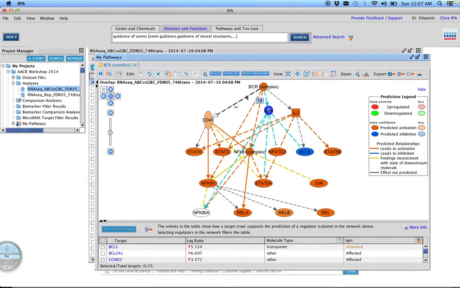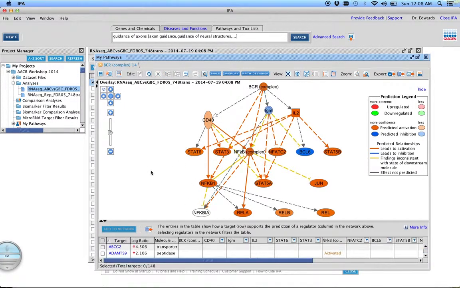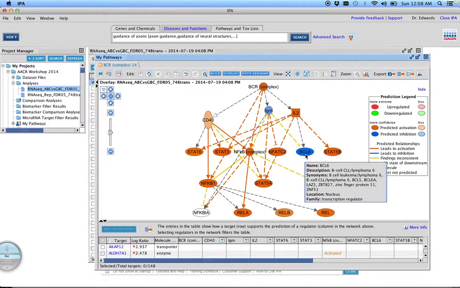We've got the BCR complex interacting with everything in orange predicted to be more active, and it's all based on all of these target genes, and there's a ton of them. We can click here. So here are all our target genes, the fold change, what it does, and then whether it's a target of any of these molecules here in our pathway. BCL6 is predicted to be down.